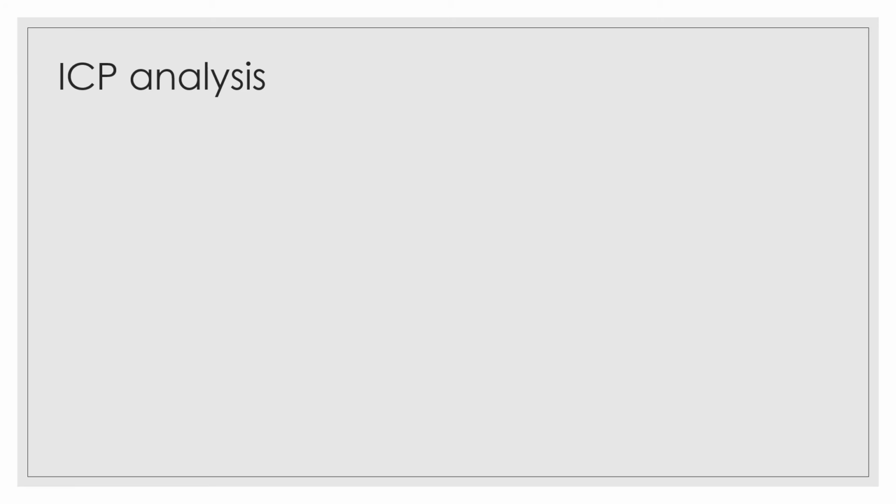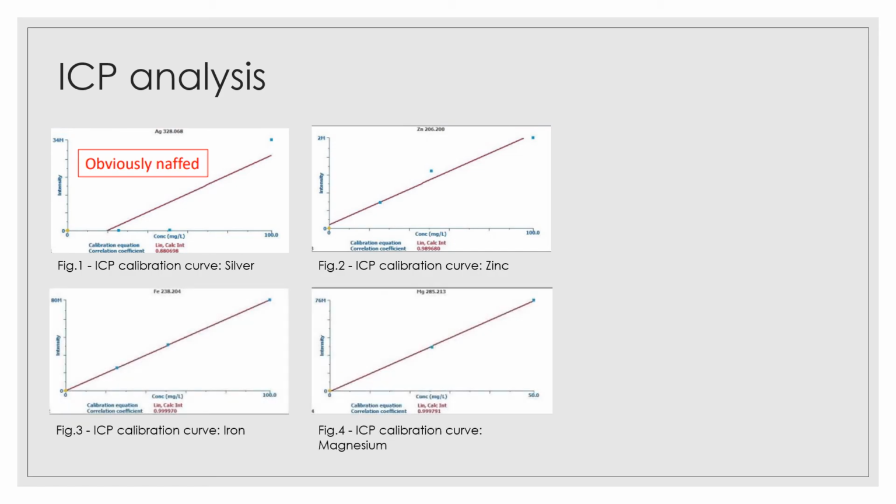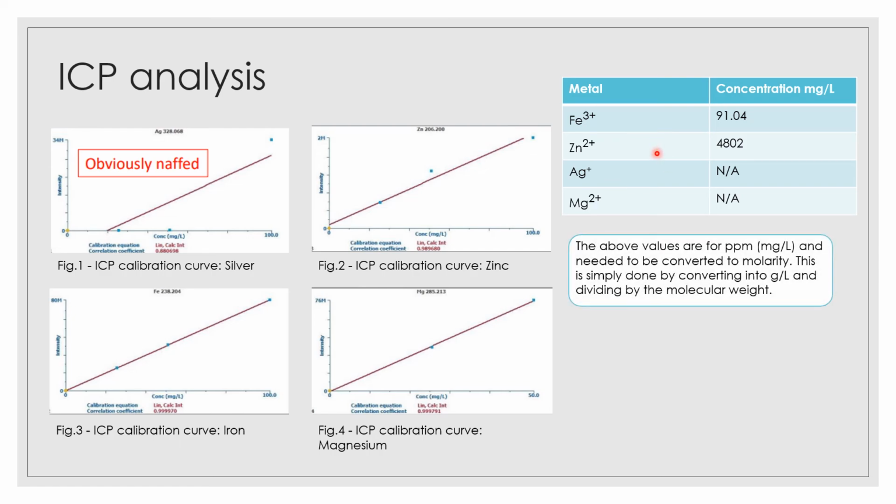The next part of the analysis is using the inductively coupled plasma. So here are our 4 calibration curves for the ions we know are present in our solution: silver, zinc, iron, and magnesium. However, only 2 of these are assumed to have a concentration after being run through the machine. So we need to convert these to molarities. Obviously these are in parts per million or milligrams per litre.